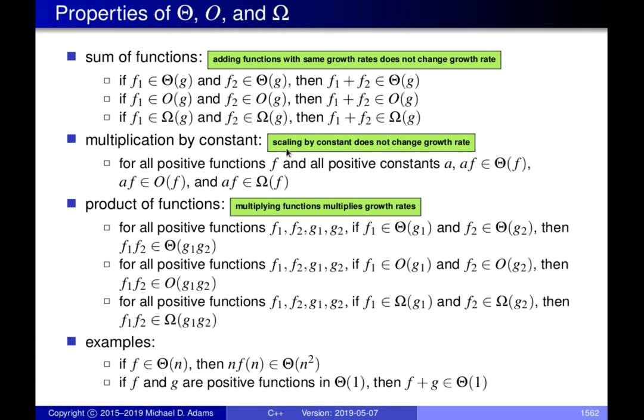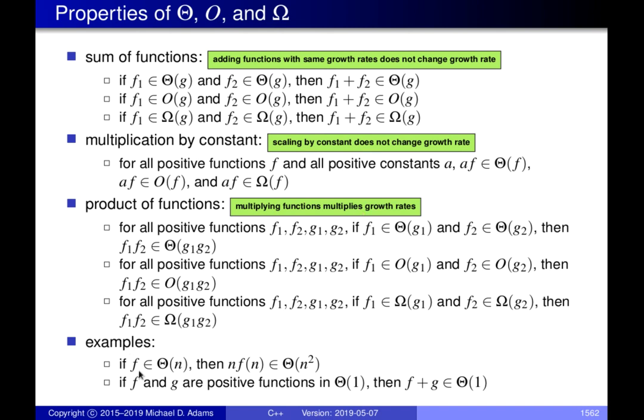So for example, if the function f is theta of n, then a times f would be theta of n. Multiplying by constants doesn't affect the growth rate because of the way it's defined. And if you multiply functions which have particular growth rates, this just multiplies the growth rates. And I have some examples at the bottom here.